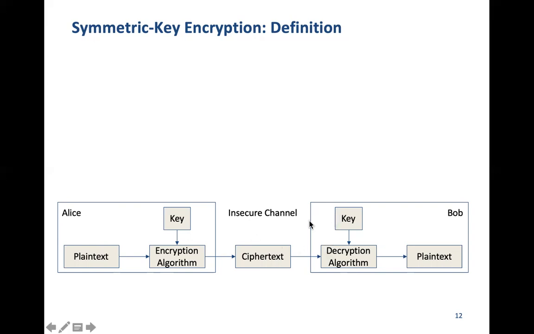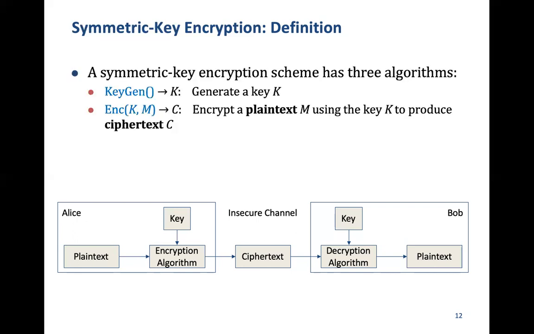And then when it reaches Bob, Bob uses the same key and a decryption algorithm, which is again known to everyone, and then gets the plain text. So this is the method.